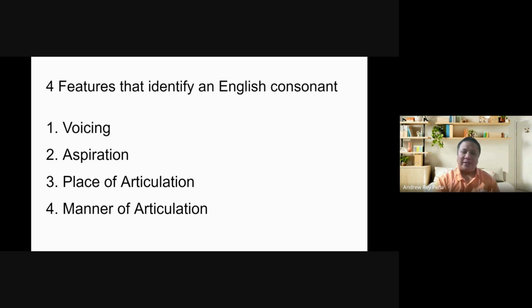Manner of articulation has to do with how close the articulators touch each other, or how they touch each other. And related to that is the amount of air that is passed or blocked. So these are the four features that identify an English consonant. And we said that the first one is voicing.